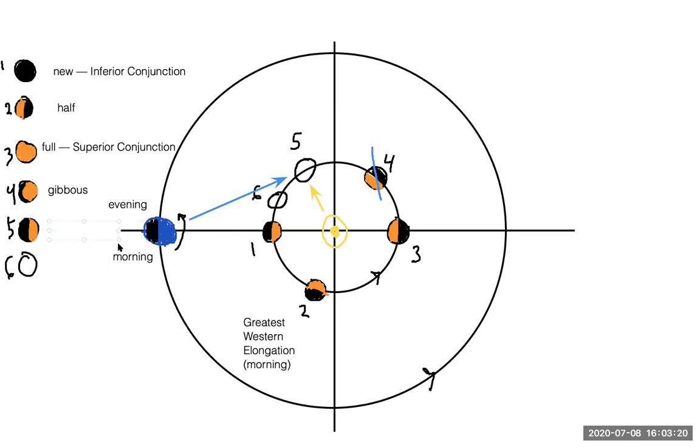So if you looked out in the morning and you were to look for Mercury, it actually is very hard to spot, even if you know where to look. But now would be a good time to try that. So this is greatest. And it's in the morning, so the sun is on the west. Sorry, it's in the evening. So the sun is on the west.